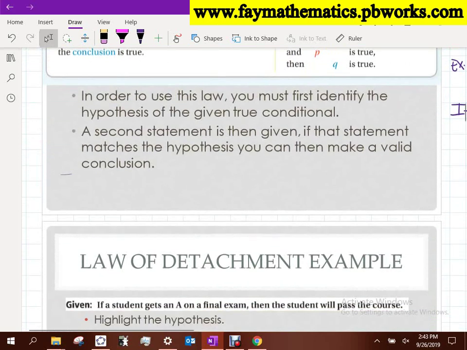So as it says in these bullets, in order to use the law, you must first identify the hypothesis of the given true conditional. The second statement that's going to be provided. So that second statement, guys, in this section it's going to be a defined second statement. But throughout the year it's going to eventually be each homework question. Okay? And you might have to use this law several different times in each homework question. Okay? Because you're going to have to look at certain things in that homework question.